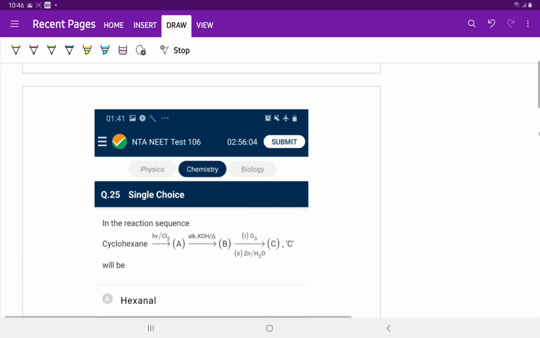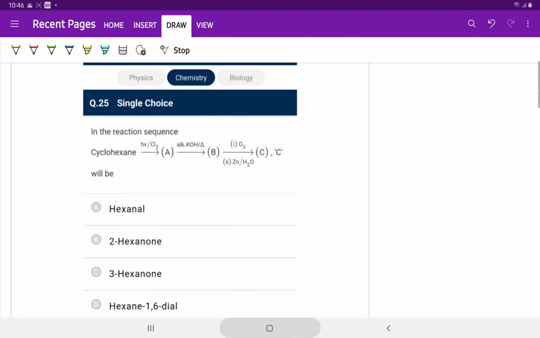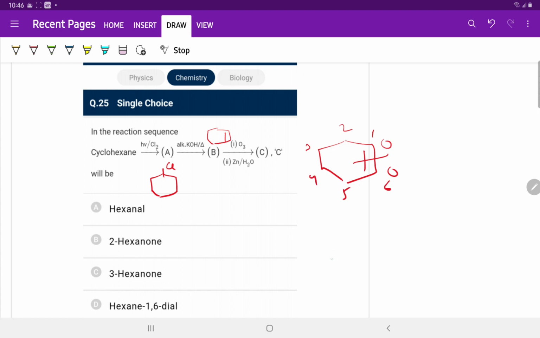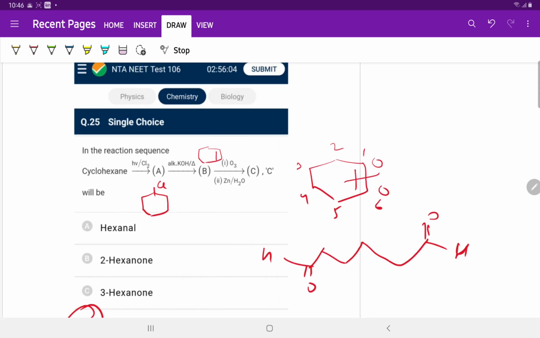Question number 25. Cyclohexane reacts with sunlight to give 1-chlorocyclohexane. With alcoholic KOH there is E2 elimination giving cyclohexene, and on ozonolysis of cyclohexene we will get hexane-1,6-dial. So option D is correct for question number 25.